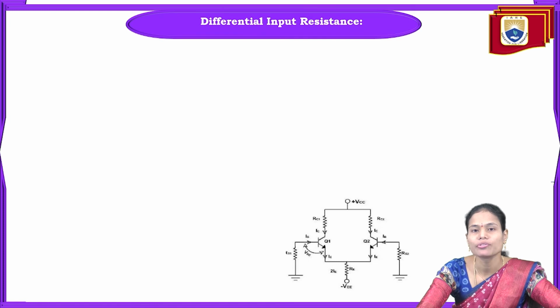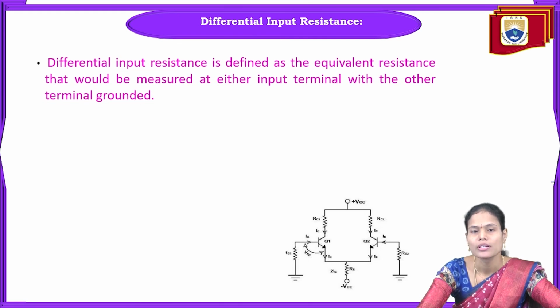And next we need to find how much input resistance we get from the differential amplifier. So what is the differential input resistance here? It is defined as the equivalent resistance measured at any input terminal, that is, at the Q1 transistor or at the Q2 transistor. We can measure from the input terminals of the Q1 transistor or the input terminals of the Q2 transistor. But while measuring at one particular transistor, the input of the other transistor should be grounded.